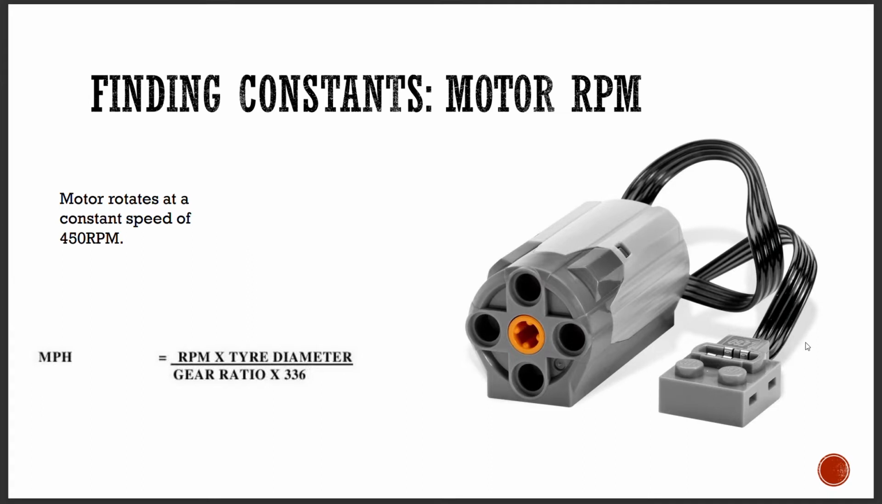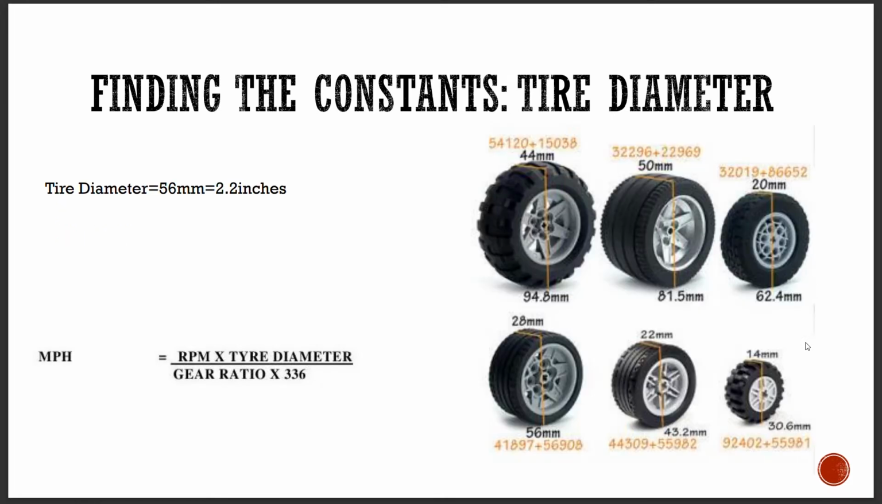So moving forward, we need to find our constants. So in this case, we're using this type of electric motor, which is a Lego motor, and in my case, all I'm doing is running it at 1 speed. So after a little bit of Googling, I found out that this motor runs at a constant speed of 450 RPM. So now we have that constant, we need to figure out what our tire diameter is.